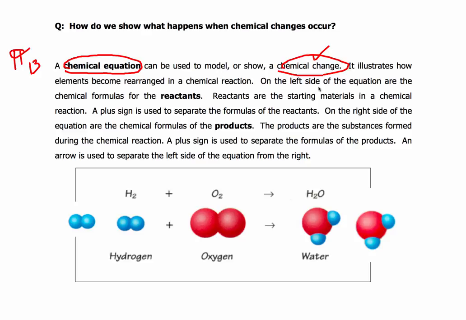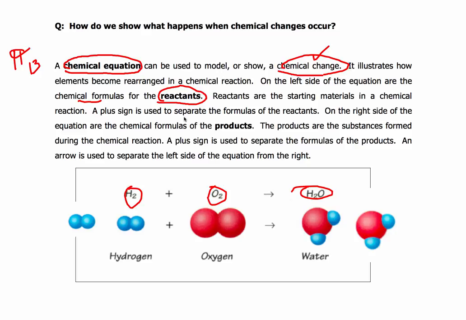On the left side of the equation are the chemical formulas for the reactants. You remember chemical formulas. You remember what chemical formulas are. Those are these things right here. Okay, those are chemical formulas. So on the left side of the equation are chemical formulas for the reactants. Reactants are those things we put together. Reactants are the starting materials in a chemical reaction.